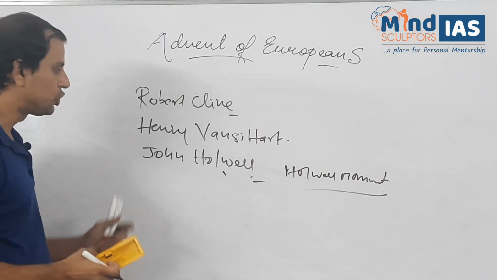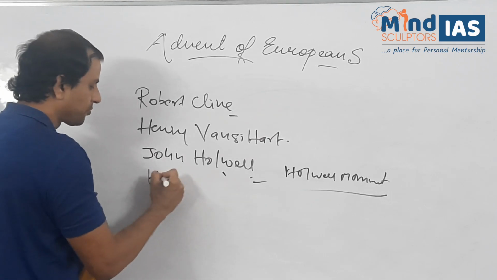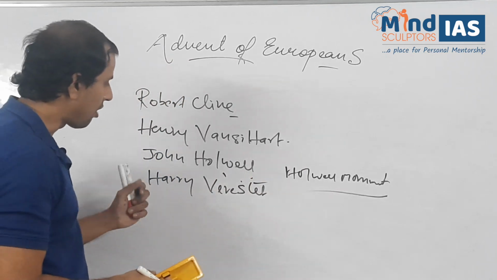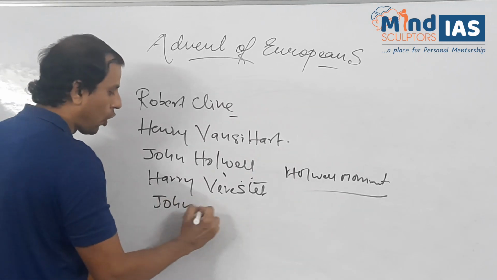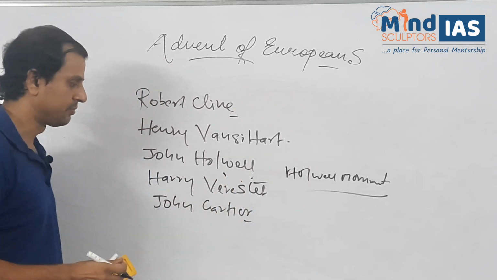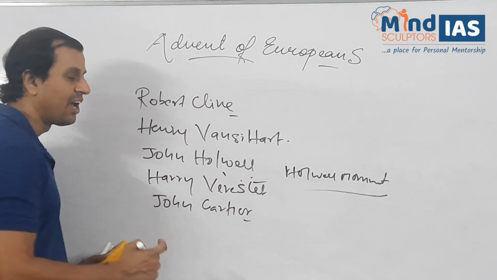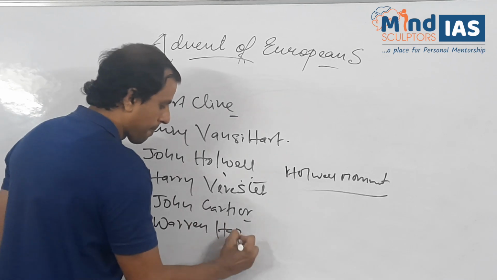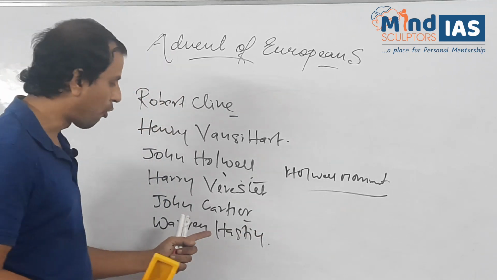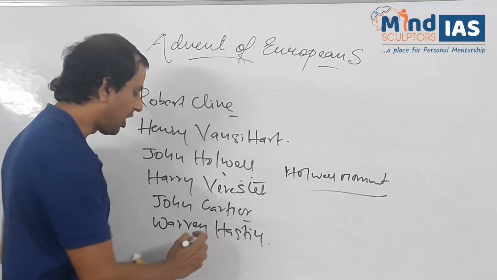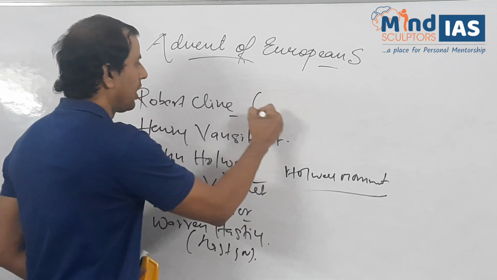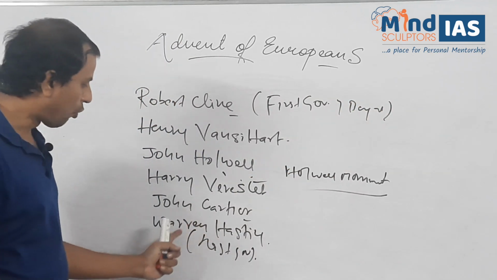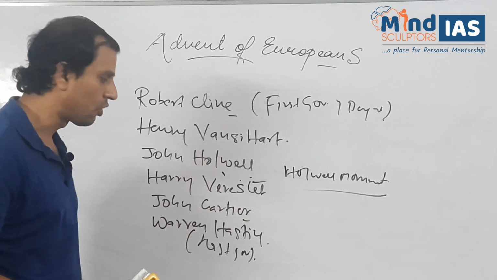Clear? After John Holwell, next governor was Harry Verelst. After Harry Verelst, next governor of Bengal, John Cartier. And the last governor of Bengal and first Governor General of Bengal was Warren Hastings. Please note again, important for exam, Warren Hastings was the last governor of Bengal and Robert Clive was the first governor of Bengal. Now, Warren Hastings also became the first Governor General of Bengal.